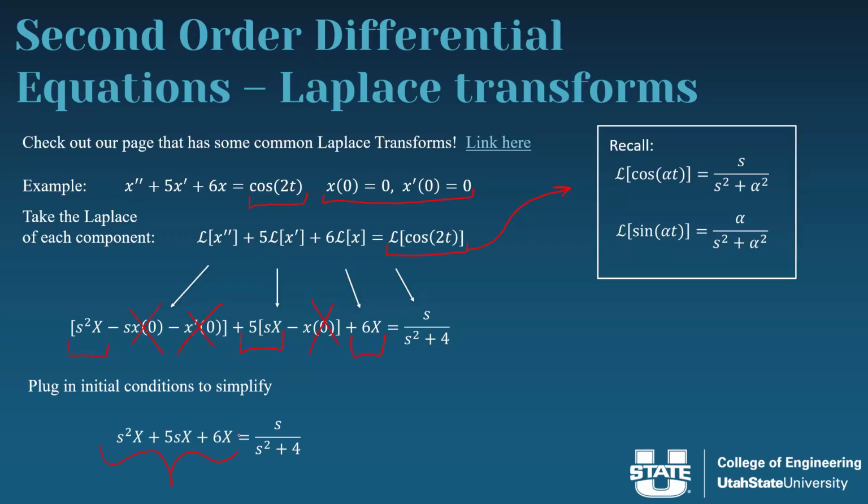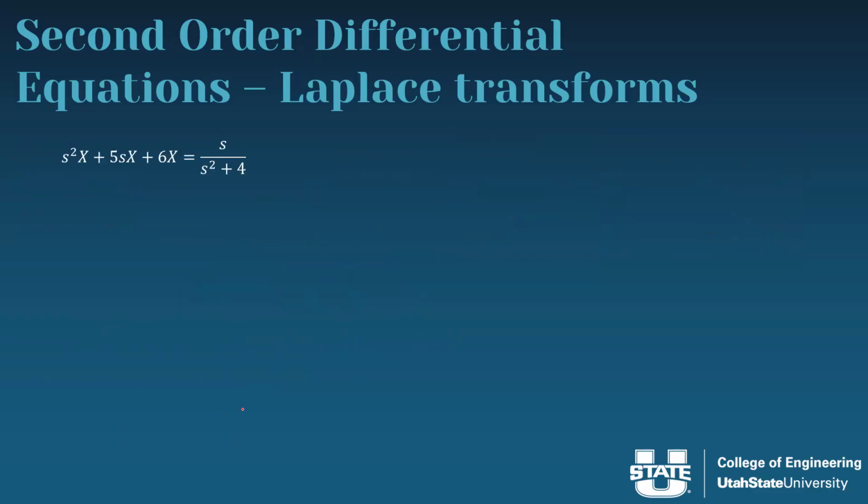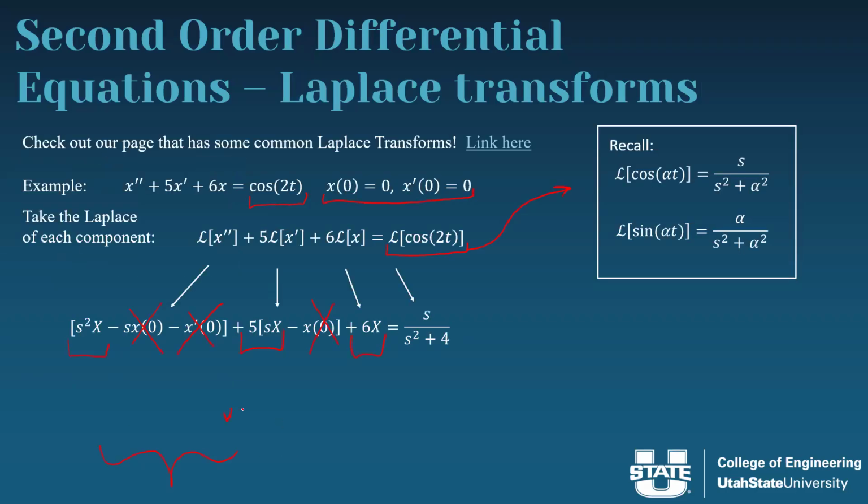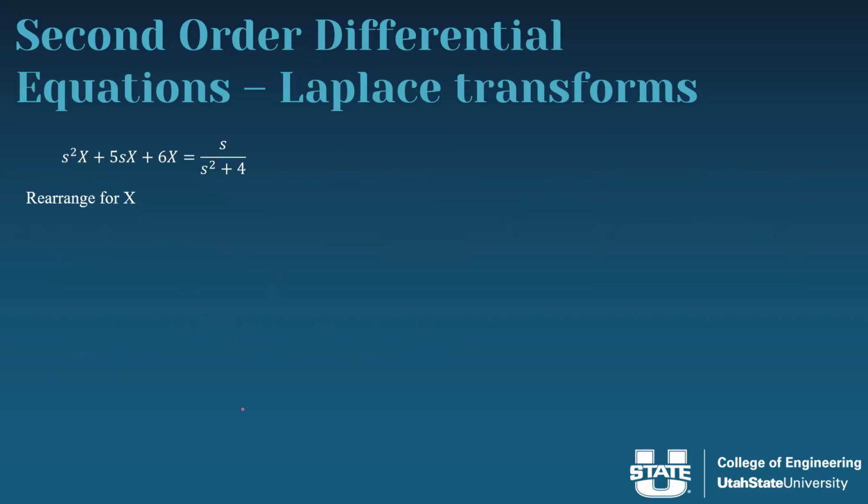So now that we have that, we're going to do what we did last time. We're going to factor out this capital X right here, and it's going to be s squared plus 5s plus 6. Then we divide it out and move it to the other side. Very handy right there.